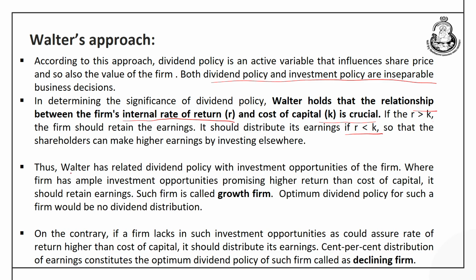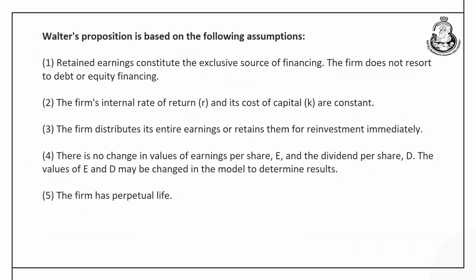Secondly, Walter has also related dividend policy with the investment opportunity of different kinds of firms. Like if it is a growth firm where R is greater than K, dividend policy and the optimum payout ratio would be different, as against a declining firm whose rate of return is lower than the cost of capital. And this has been proven by Walter with the help of certain assumptions.